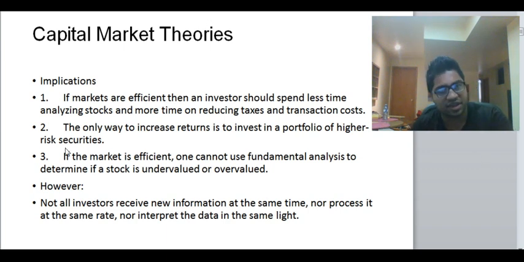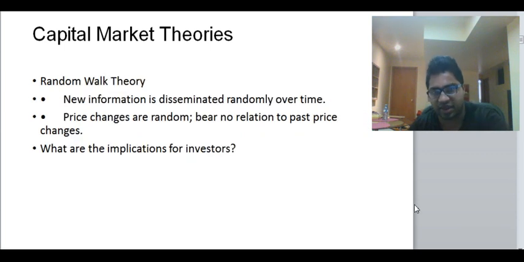Now, the critics of this theory say not all investors receive the new information at the same time, nor process it at the same rate, nor interpret it in the same light. So, even though information is there, it may not be perceived in the same way. Okay? So, there are two schools of thought. There is a school of thought that believes markets are efficient and you cannot beat the markets. Then there is another school of thought that believes that markets are inefficient and we can time those markets using those inefficiencies. The next theory is random walk theory.